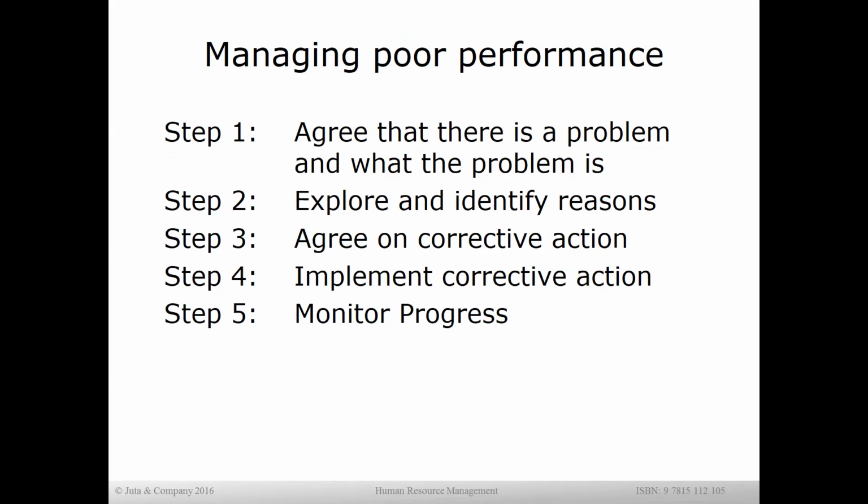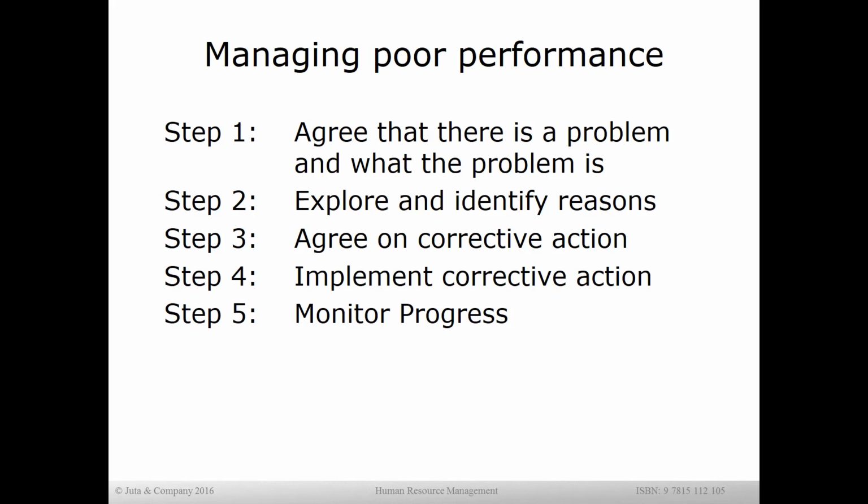We first must agree that there's a problem. And this is really trying to take ownership and accountability for the challenge and saying, let's be accountable, we've got a problem. We then explore and identify the reasons for the problem. What is causing this person to act the way that they are acting? We then agree on corrective action. What can we do to make sure that there is some form of corrective behavior or mechanisms for the actions that we are witnessing?